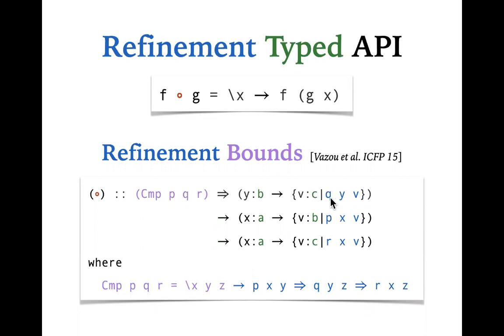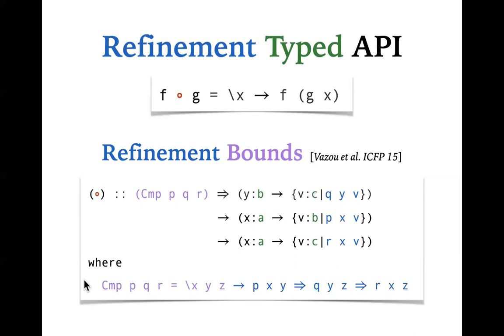Okay, and if you give me f and g that have this behavior, then I will give you some value c that is related to the input x by this relation r. If, and now this is the magic bit, the following horn constraint holds between p, q, and r. So this thing down here, I'm calling it the compose horn constraint. What it says is the relations p, q, and r are such that for all x, y, and z, if p x y is true and q y z is true, then r of x z is true.